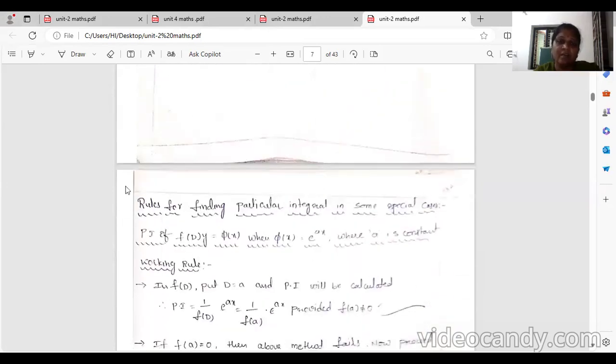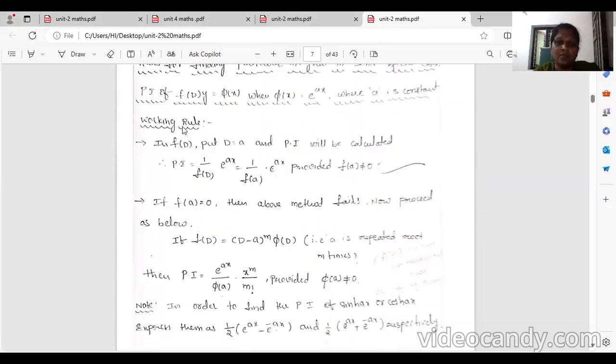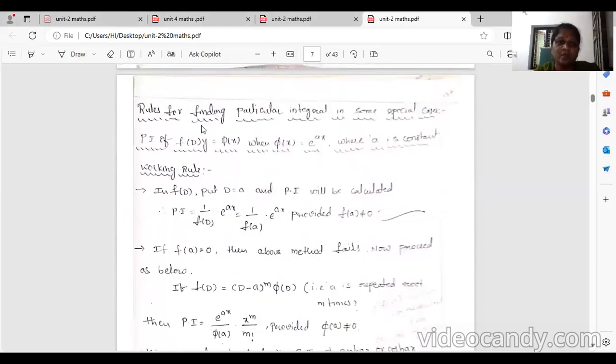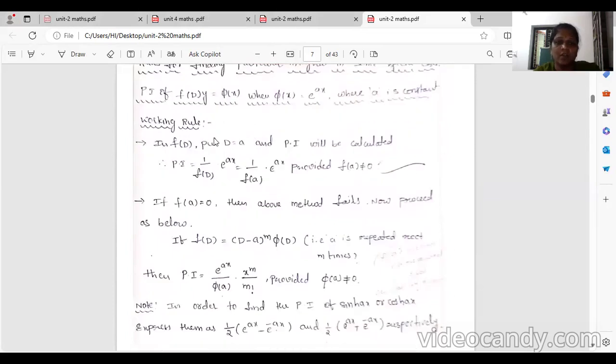Some special cases are there. Rules for finding particular integral in some special cases. Case 1: particular integral of f of D into y equals Q of x, where Q of x equals e power ax. Here a is a constant. So working rule: in place of Q of x, e power ax is there. Then for the particular integral, put D equal to small a, provided f of a is not equal to 0.